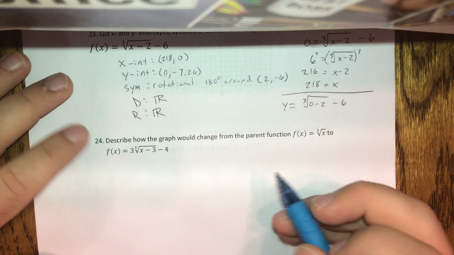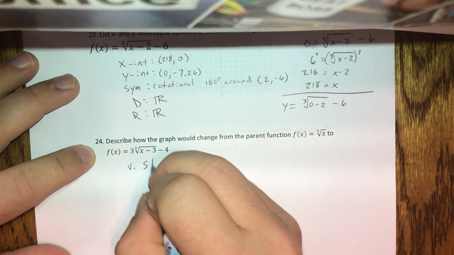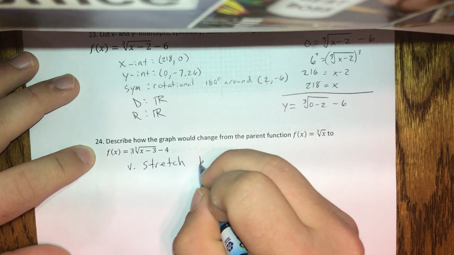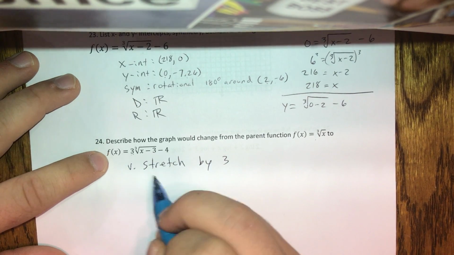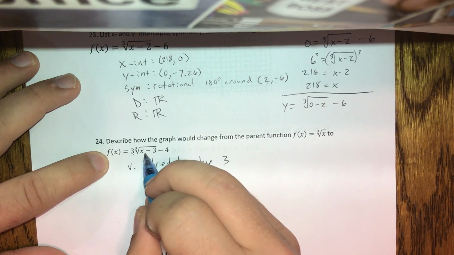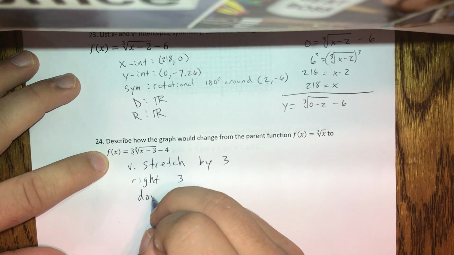All right, number 24. So this 3 in front is going to be a vertical stretch by 3. It would be a compression if that number was between 0 and 1, but it's greater than 1, so it's a stretch. We're going to go right 3 and down 4.